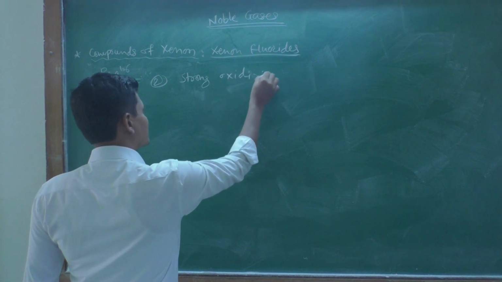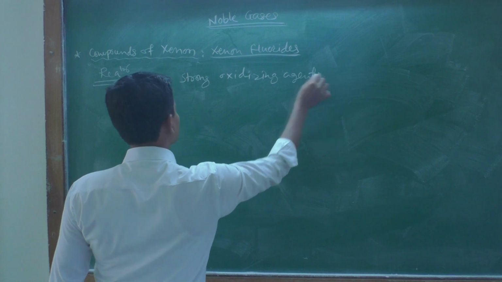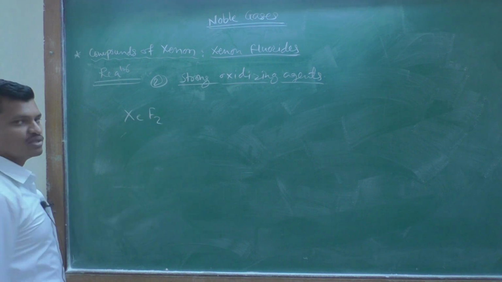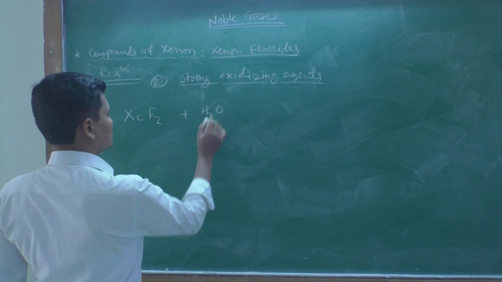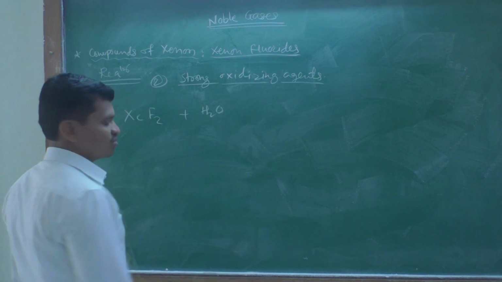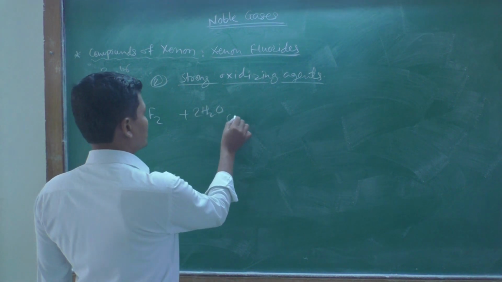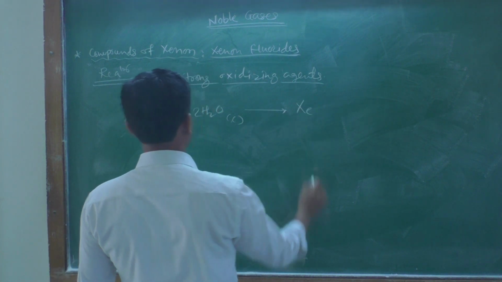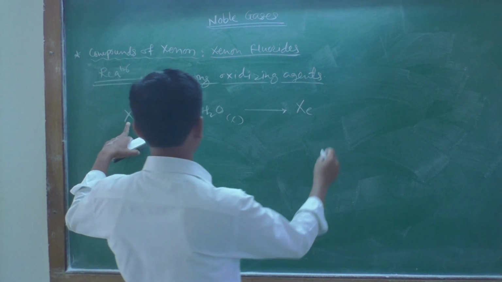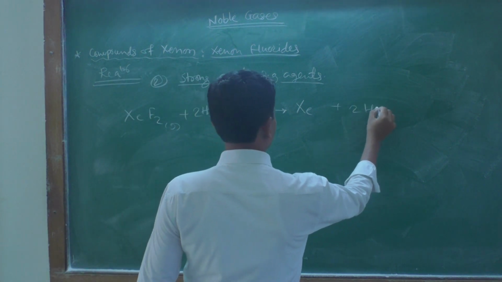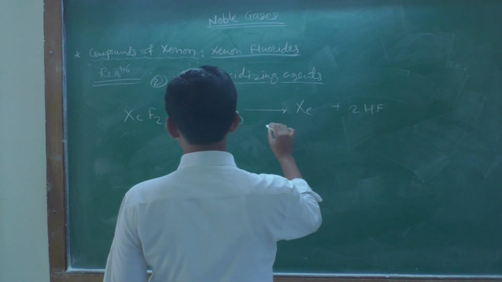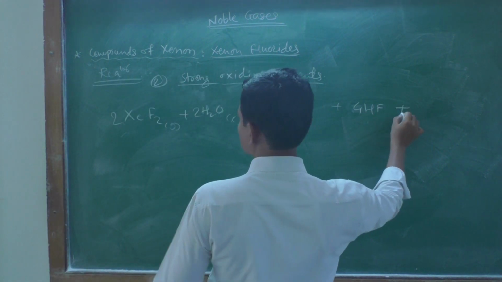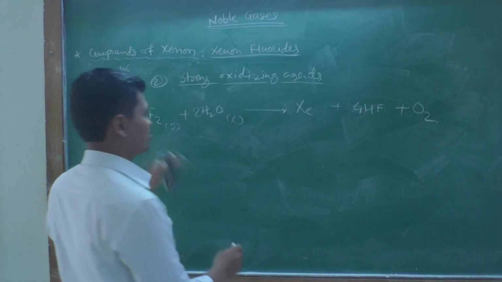Strong oxidizing agents. For example, XeF2, xenon difluoride, when it reacts with 2 molecules of water, gas and liquid, there is a formation of elemental xenon plus 4HF, sorry, so that's why we have to take 2 here, 4HF plus O2. So this is the balanced reaction.